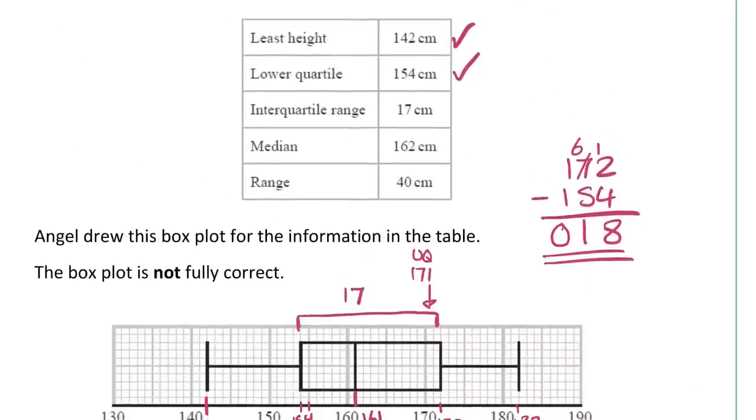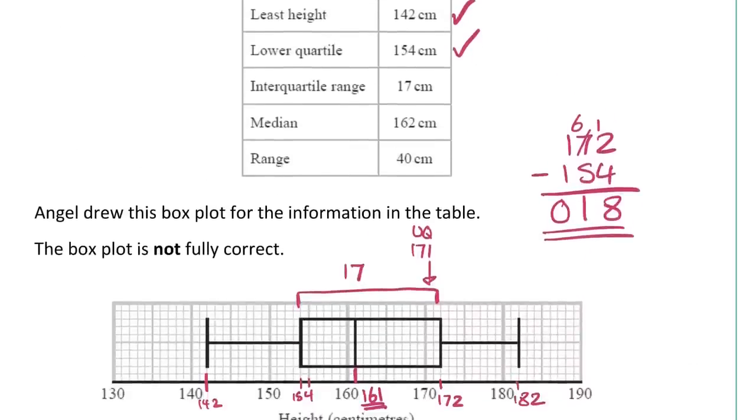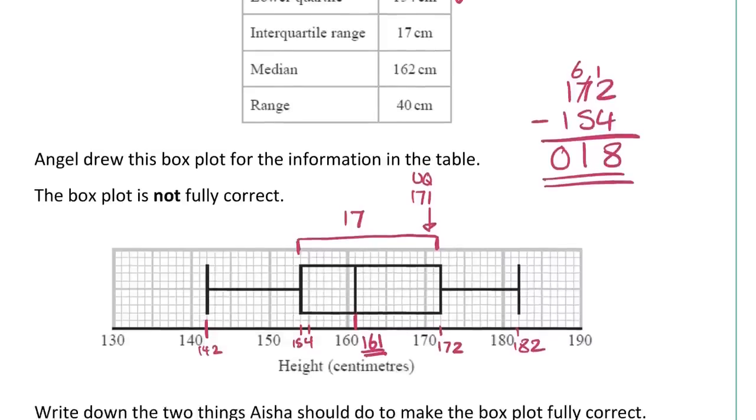There were our couple of mistakes there. The median was plotted incorrectly, and the interquartile range was either not read correctly or just the fact it was plotted on the wrong number, however you want to describe that. So there we go. There is our box plot.